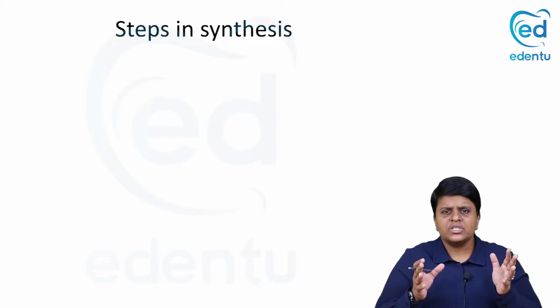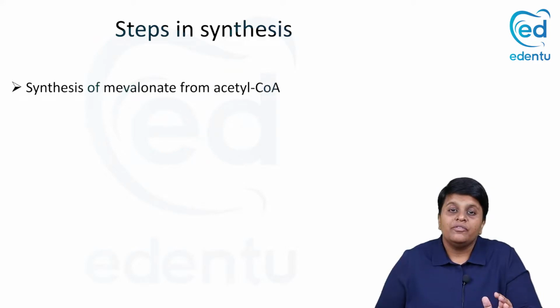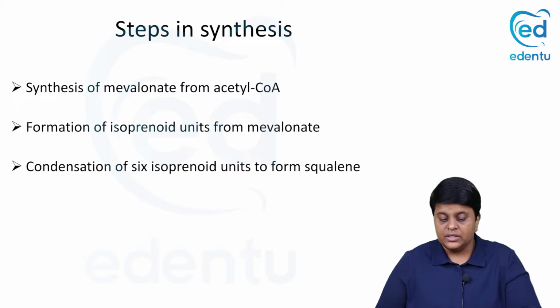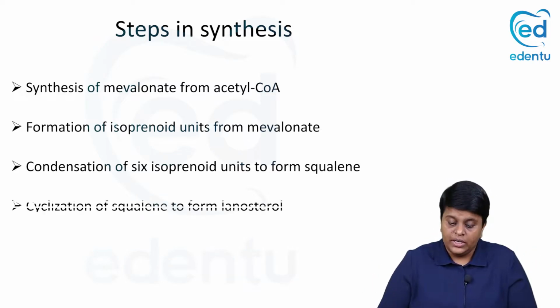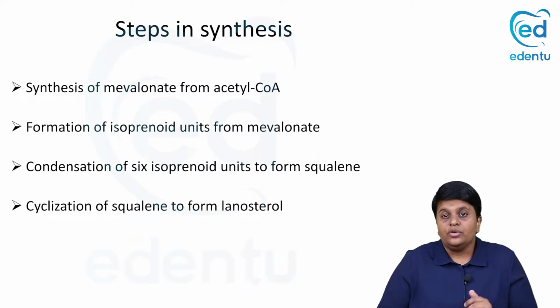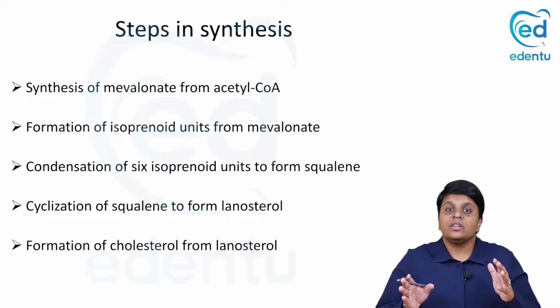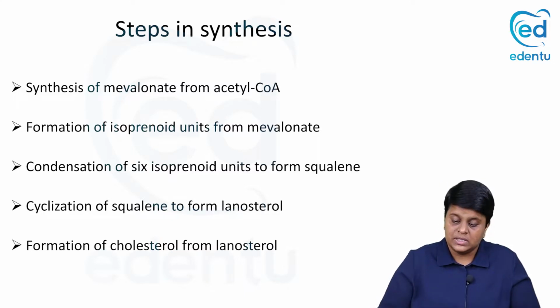In order to summarize it, we have compiled it into 5 major steps. First is the synthesis of mevalonate from acetyl-CoA. Then you have the formation of isoprene units from mevalonate. Now you condense 6 isoprene units to form a compound known as squalene. Cyclizing squalene to form lanosterol is the next step, and finally you form cholesterol from lanosterol. So these are the 5 major steps.